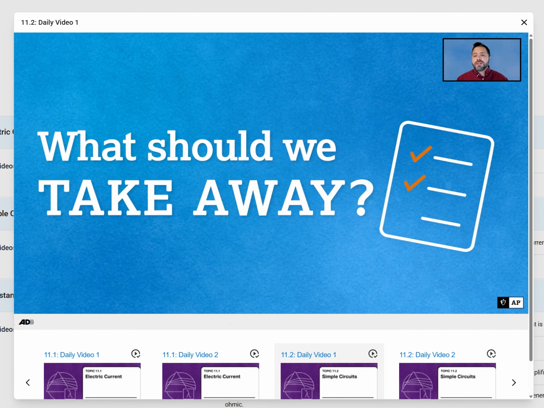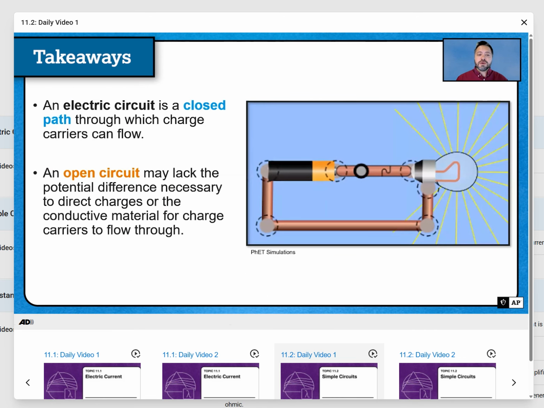Okay, what should we take away from all this? An electric circuit is a closed path, so it's a closed loop through which the charges can actually flow. An open circuit, however, may lack the necessary pieces like a potential difference, or it may lack conductive material to allow the charges to flow.